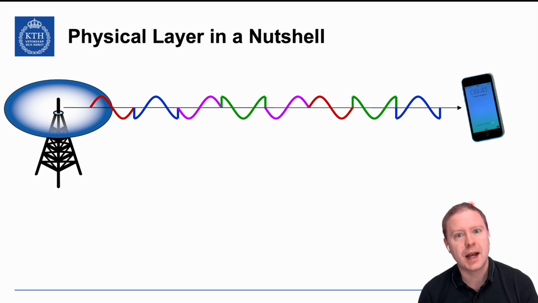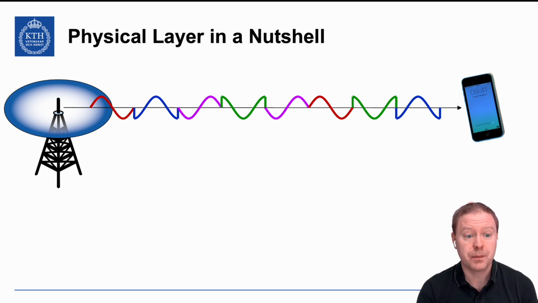and how that is also telling us how we should design networks to make them as efficient as possible in order to deliver a lot of data, for example. So how does the physical layer operate?